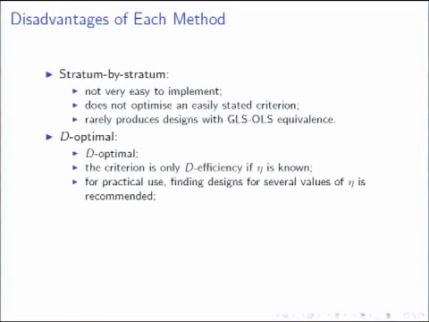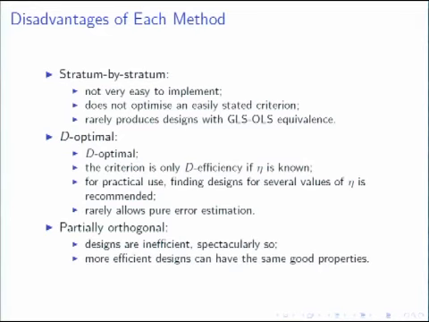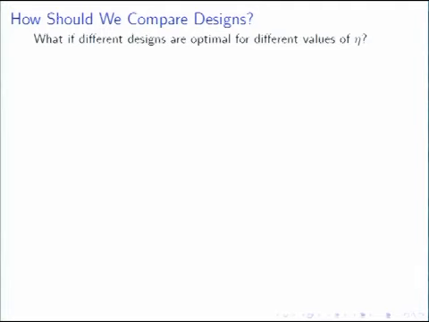And for practical use, it's not quite as simple as it sounds, because it's probably recommended that you find optimal designs for several different values of the ratio of variance components and look more closely at them. And they rarely allow pure error estimation. Partially orthogonal designs are really inefficient. Let's say they're spectacularly inefficient, almost as if they're designed to be inefficient. And you can find more efficient designs which have got many of the same good properties as these designs have.